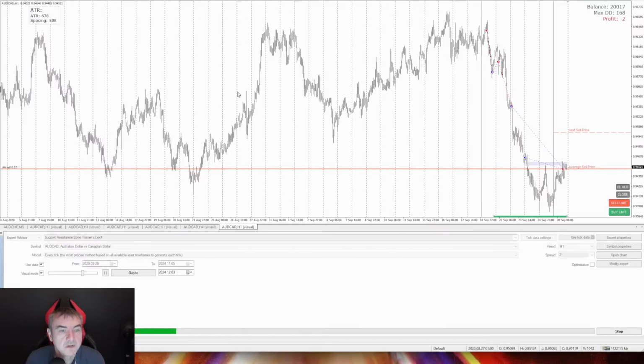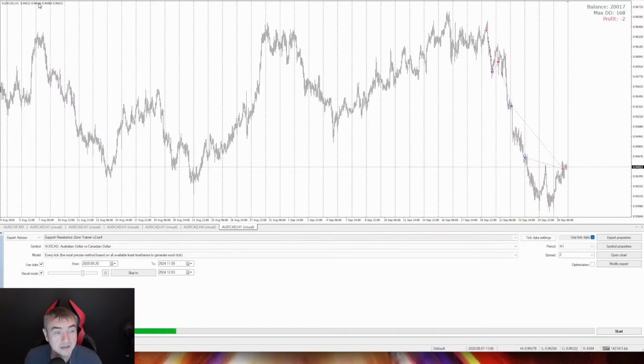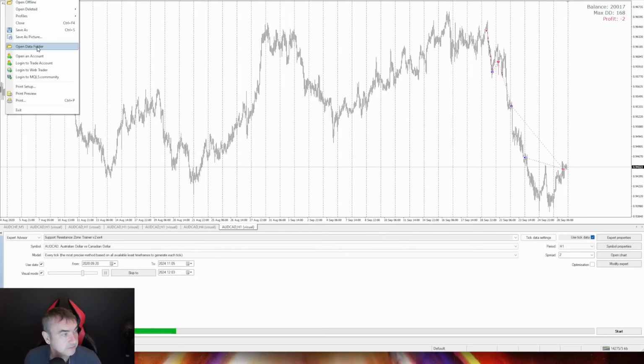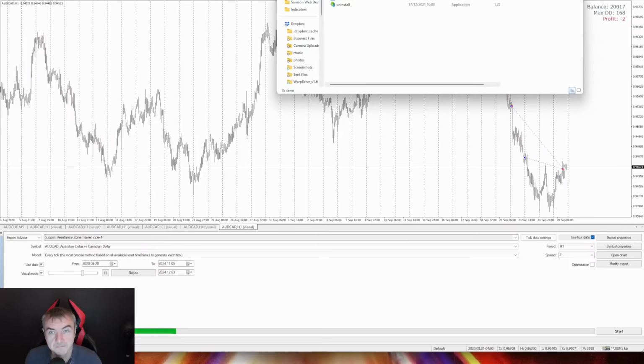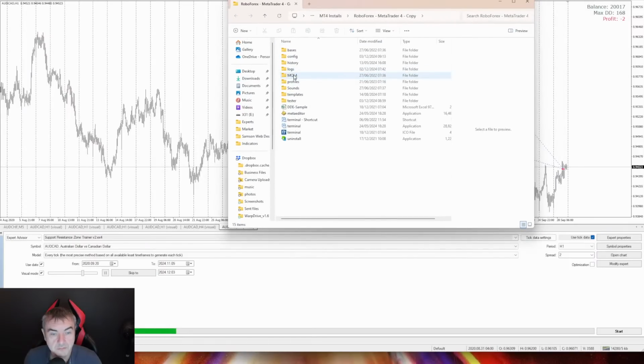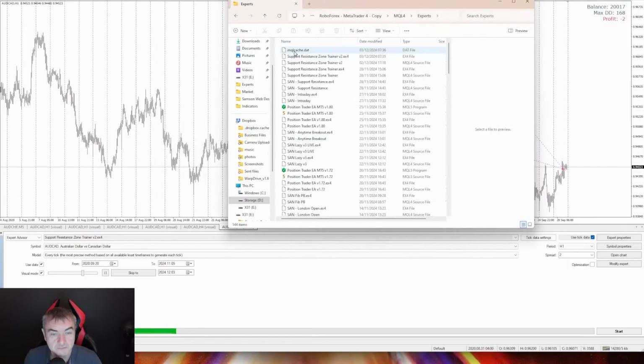But do you just install it like you would a custom indicator? It's for the strategy tester. So yeah, with indicators, basically all you do to install it is put it in the experts folder. So go to File, Open Data folder, MQL4, experts. Dump it in here. Yeah, that's where it goes.